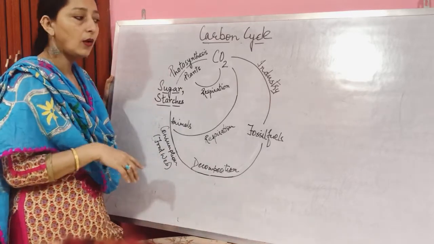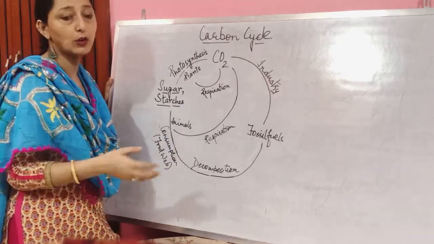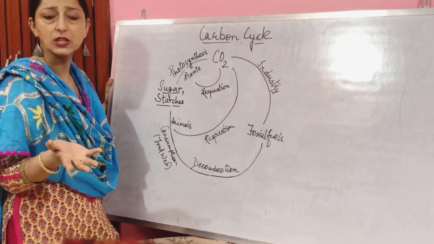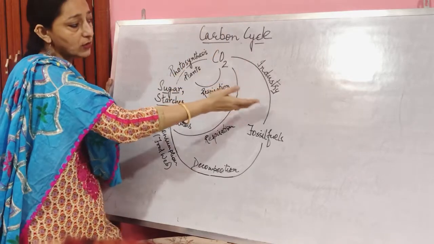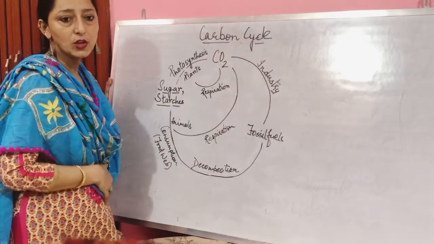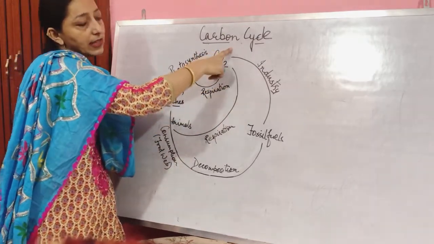Now, burning of fuel such as wood or fossil fuels such as coal, petroleum, natural gas also releases carbon dioxide. Industries release smoke, so it gets into the atmosphere. So again carbon dioxide gets into the atmosphere.